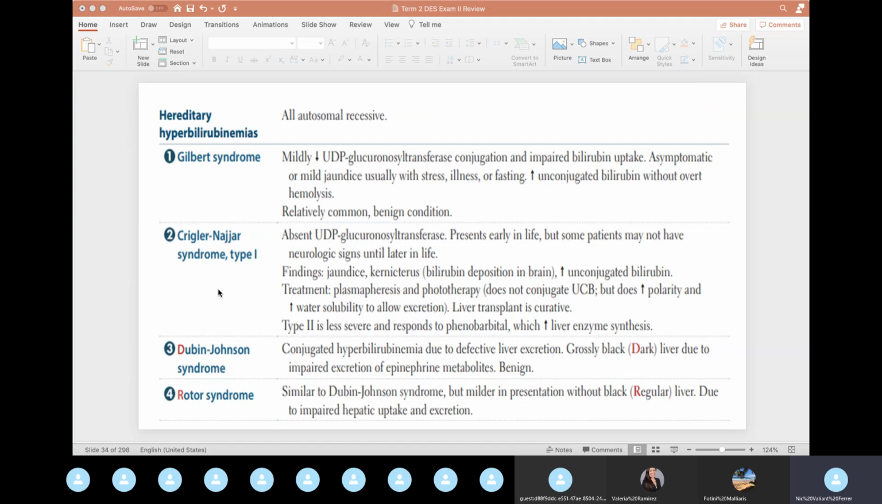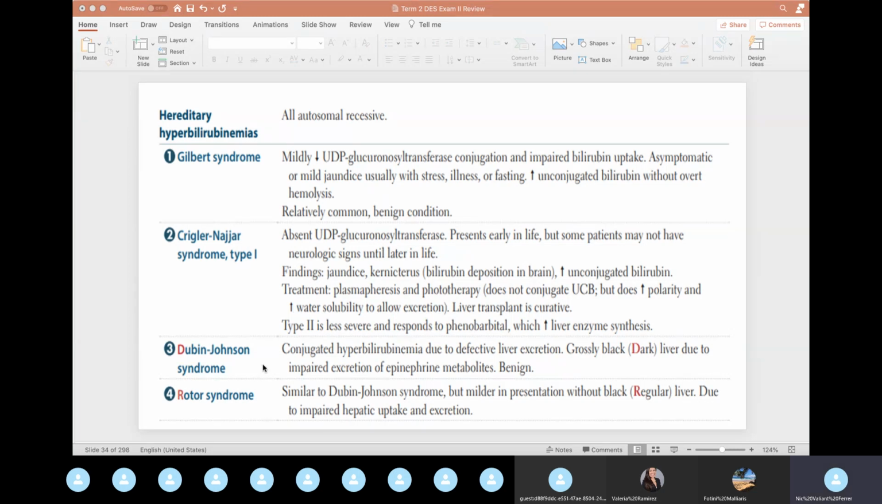The worst is Crigler-Najjar syndrome. This is absent UDP glucuronosyl transferase. So you can have jaundice, kernicterus, and an increase in unconjugated bilirubin. Remember, bilirubin cannot be broken down. So what's the treatment? You can do phototherapy. Liver transplant is the cure for this.